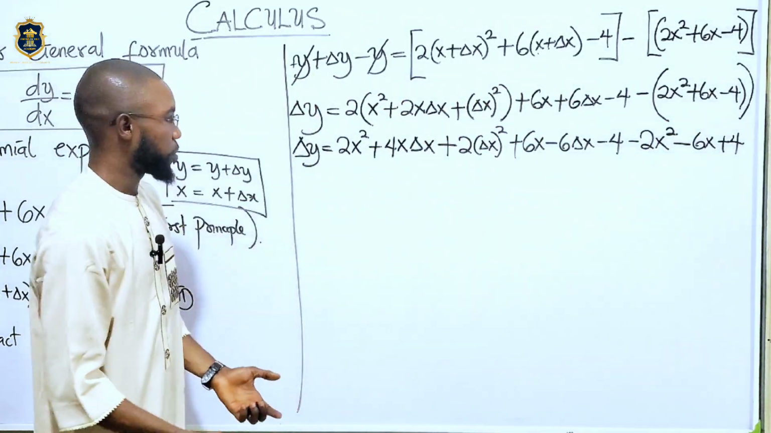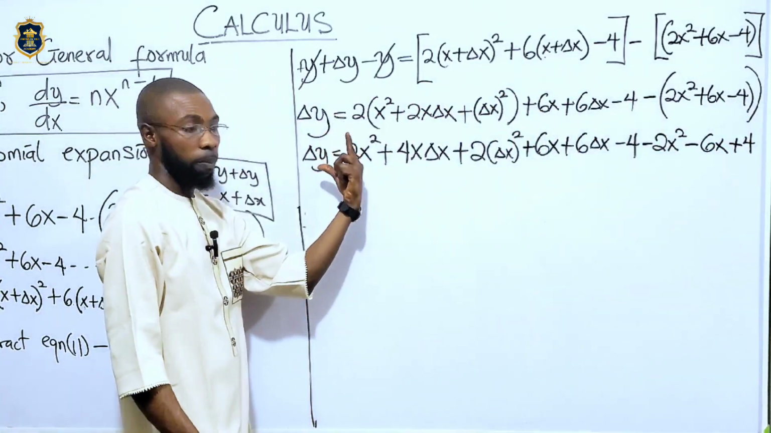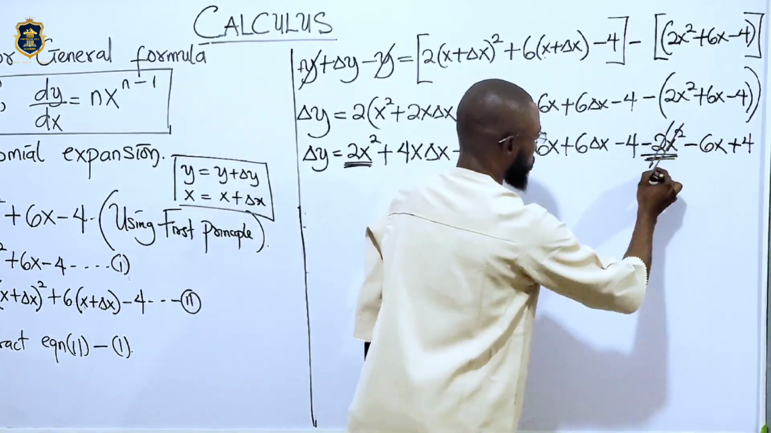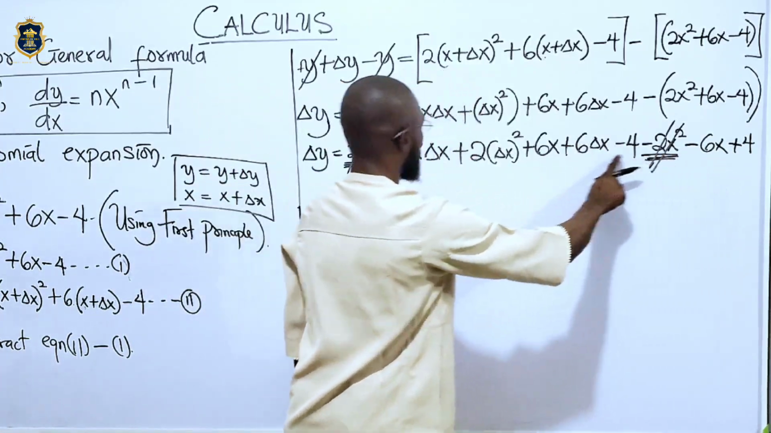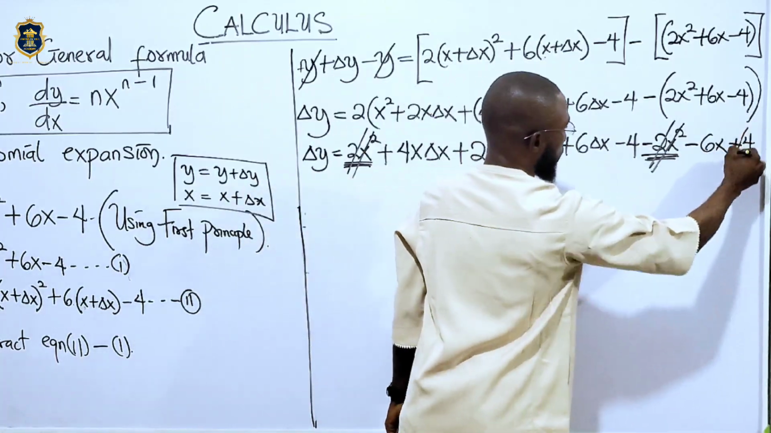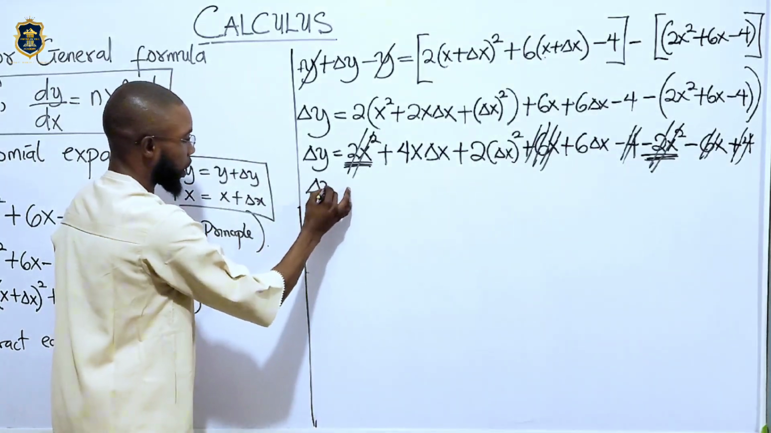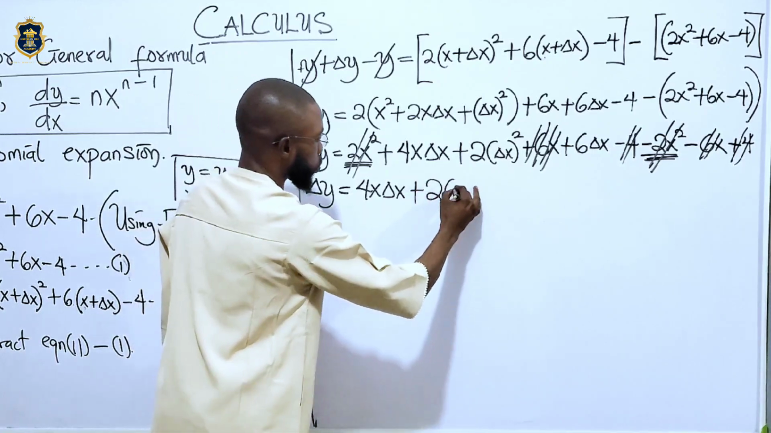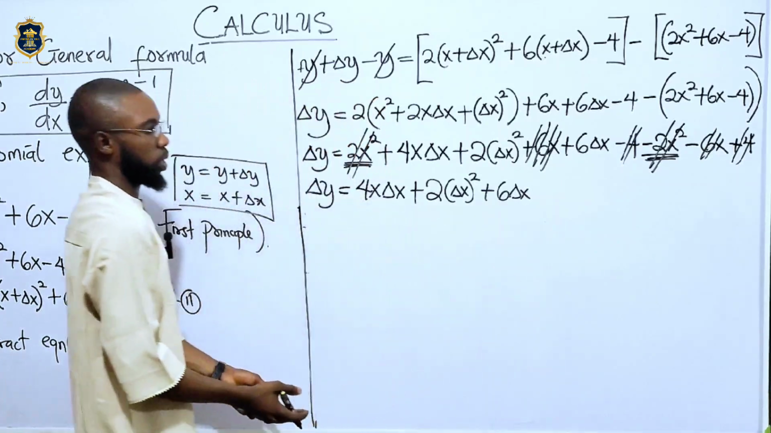So we cancel out. I told you that everything that is here, we cancel out with what represents itself here. Look at this now. This is plus 2x squared, and it is minus 2x squared here, so they will cancel. This is plus 6x and there is a minus 6x here to cancel out. And this is minus 4, and there is a plus 4 here to cancel out. So now we'll calculate what we're left with. Our leftover for change in y is 4x delta x plus 2 delta x all squared plus 6 delta x.